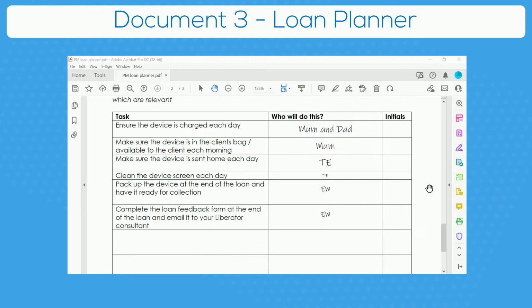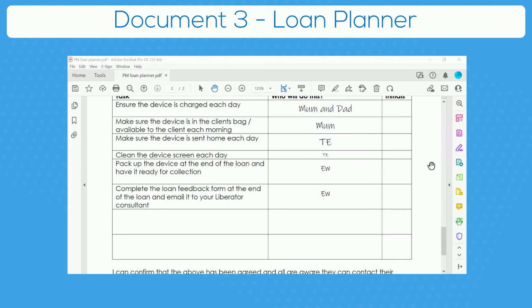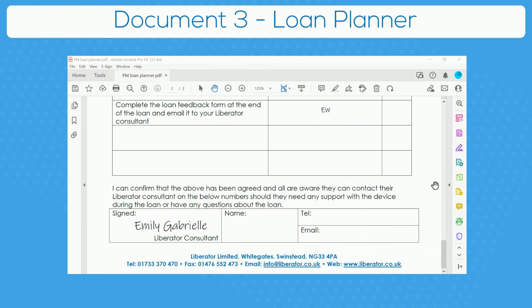In terms of taking responsibilities, Mum and Dad had agreed to charge the device each day, and Mum was going to make sure the device is in the client's bag in the morning. Tom was going to make sure the device got sent home from school each day, and also was going to take responsibility for cleaning the device screen. Emma, his speech therapist, was going to pack up the device at the end of the loan and have it ready for collection, and she was going to complete the loan feedback in conjunction with everyone else who'd used the iPad with Patrick.